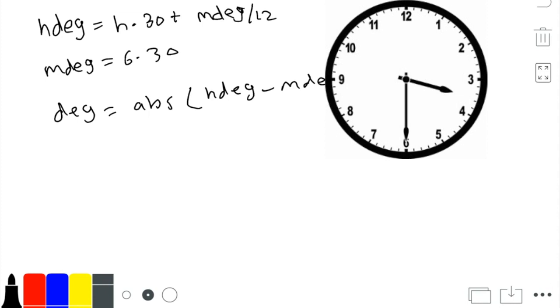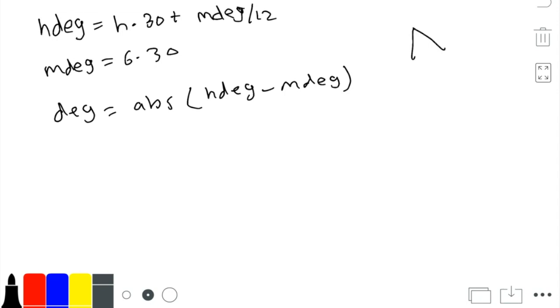And the reason for the absolute value is, given the clock 3:30, we can see that the minute hand is greater than the hour hand. But in reality, we want the degree that is between them. So you take the absolute value in case mdeg is greater than hdeg.